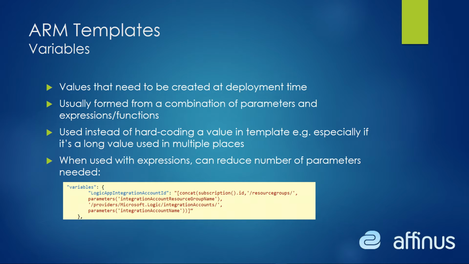The beauty of ARM variables is that you can also use them with expressions, and that reduces the number of parameters that you need. So for example, here we're building up the ID to a Logic App integration account, and it's combined of a number of values: the subscription ID, a resource group name that the integration account is in, and the integration account name. Now, without using functions here, or expressions, in this case here the subscription function, we would have to pass in the subscription ID as a parameter. But in this case here, we can build this up once and then reference that in our ARM template.